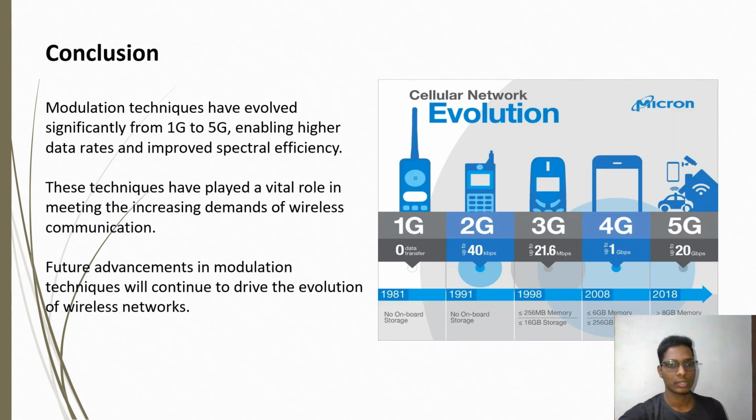Now let's conclude the topic. Modulation techniques have evolved significantly from first generation to fifth generation, enabling higher data rates and improved spectral efficiency. These techniques have played a vital role in meeting the increasing demands of wireless communication. Future advancements in modulation techniques will continue to drive the evolution of wireless networks.